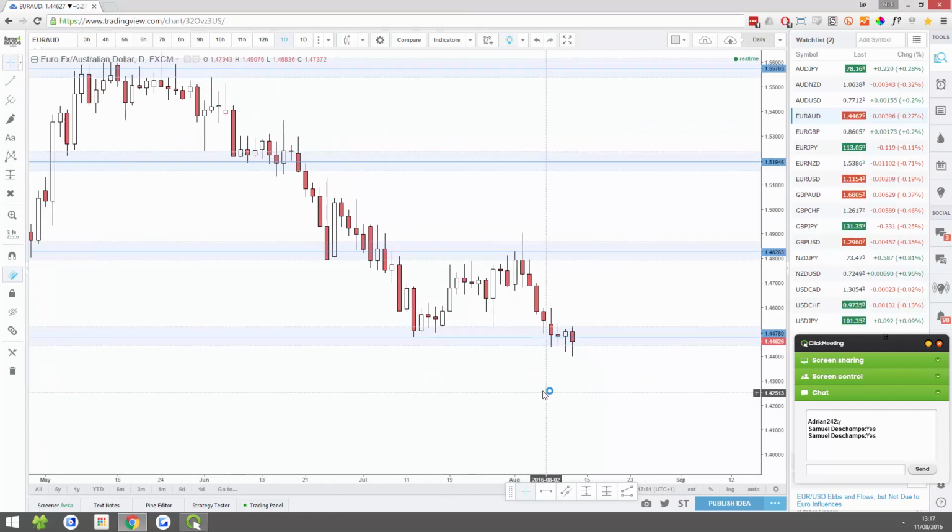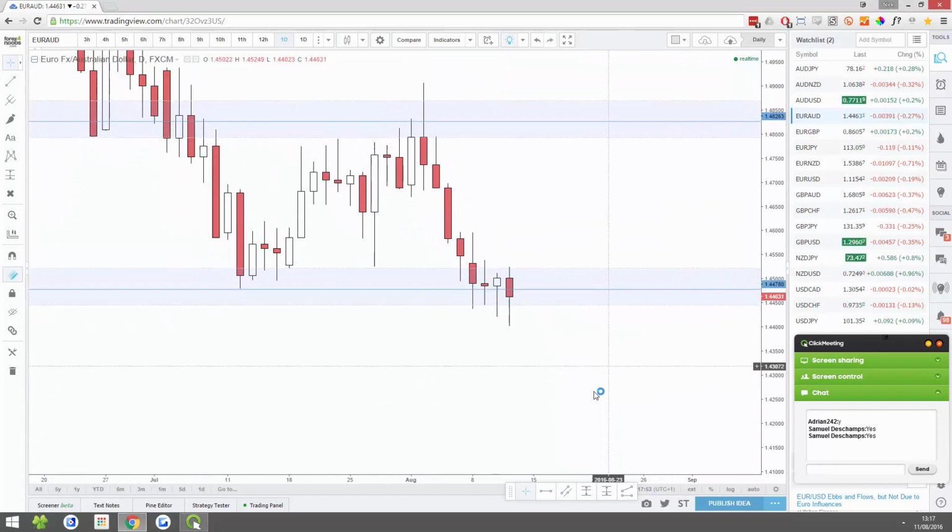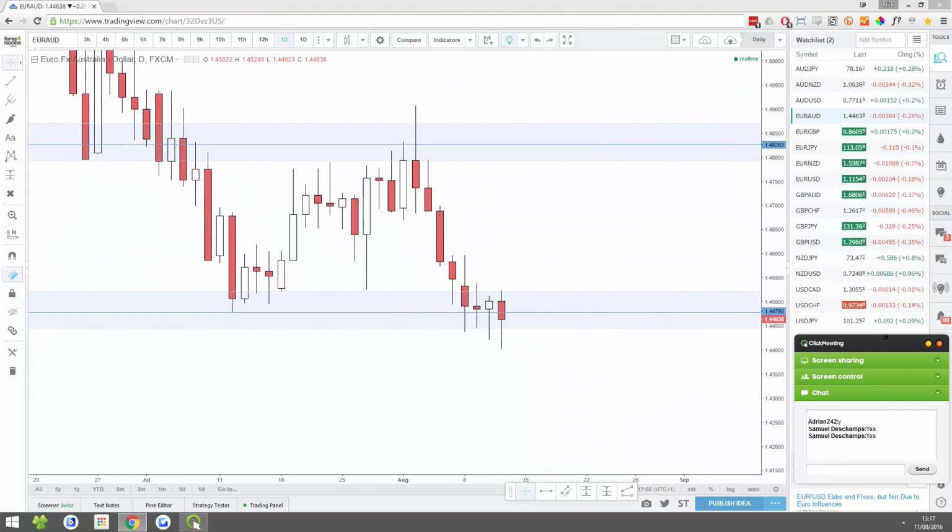Let's zoom in a bit. I think this is going to be a long webinar because I do have a fair bit to explain about this setup here. So let's say that yesterday you were looking at this indecision candle and you wanted to base your entry off of this indecision candle.